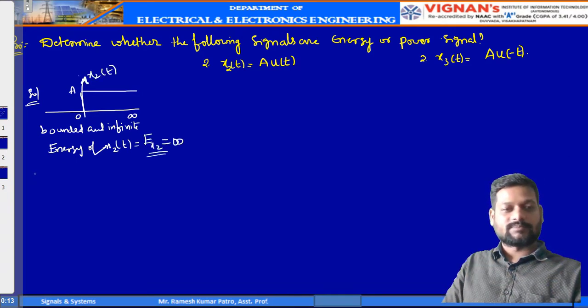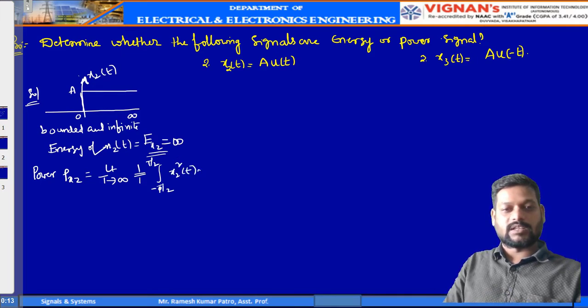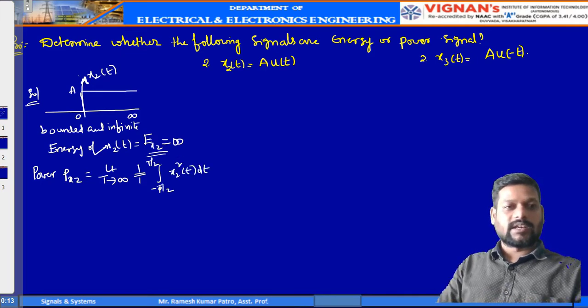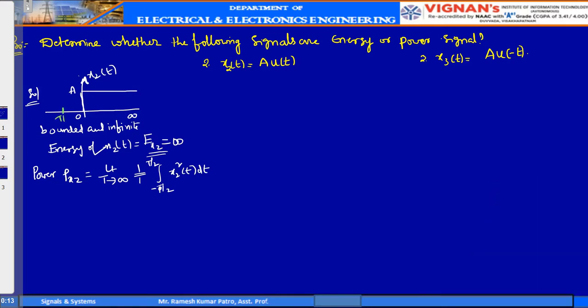Let us calculate the power. So the power of the signal x2 is limit t tends to infinity, 1 by t, integral from minus t by 2 to t by 2, x2 square t dt. Again, I don't know where the minus t by 2 and plus t by 2 are. Suppose this is the minus t by 2 and this is plus t by 2. So this integration will be split into two parts.